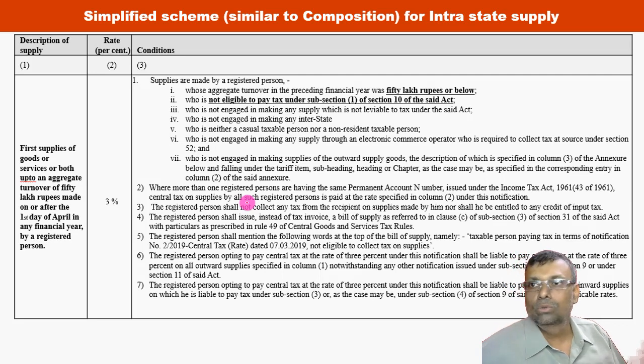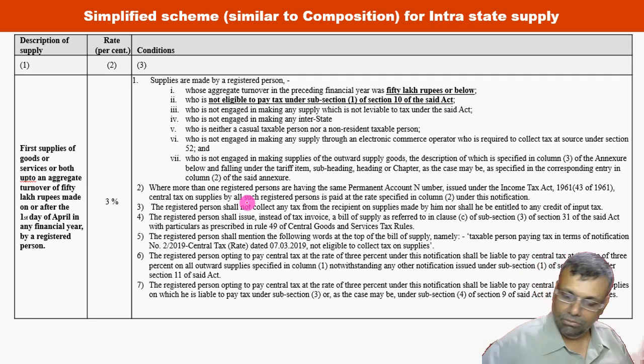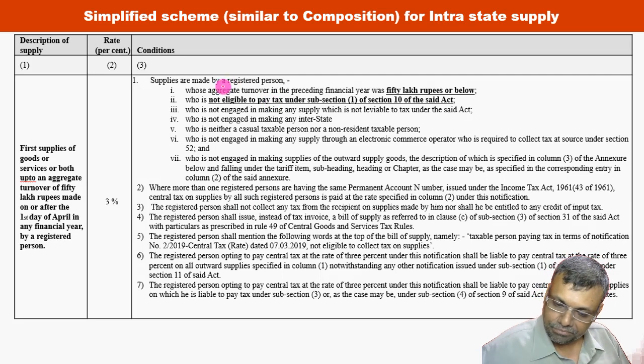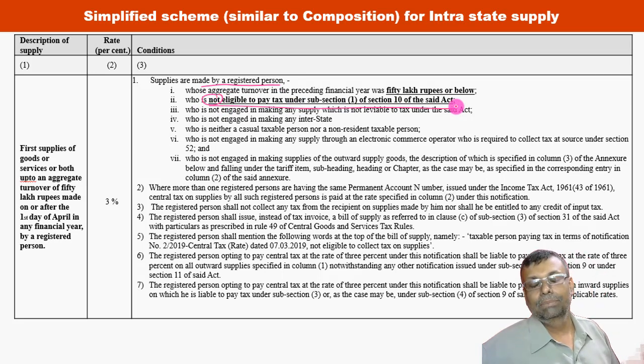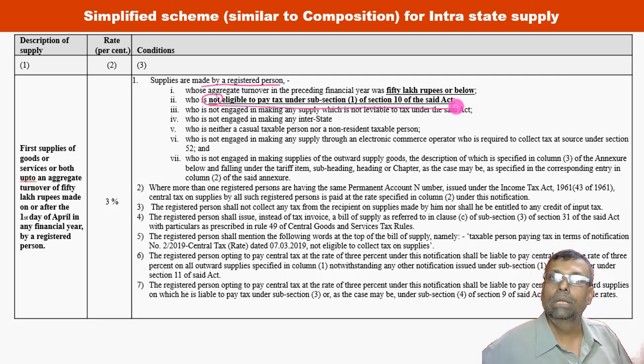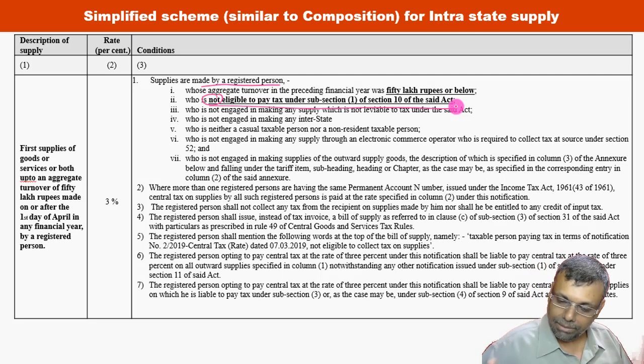So there is no need to go into extraordinary details of this notification, because the application is the same, but I want to give you the main highlights. First of all, this scheme is applicable to a registered person who is not eligible to pay tax under section 10. That means those people who are not covered by composition can only be covered by this particular composition scheme. That is number one, a very important thing.